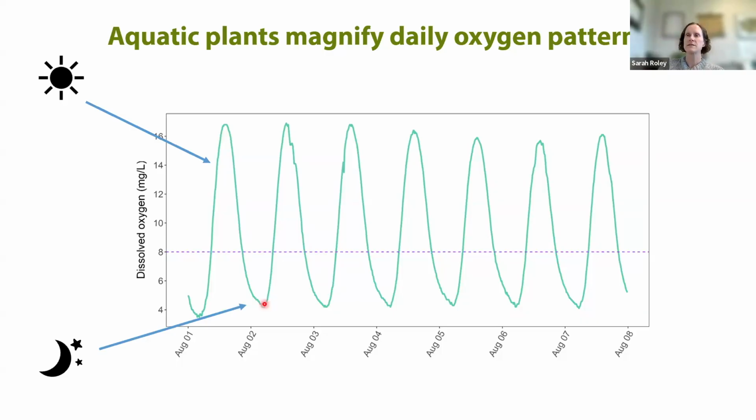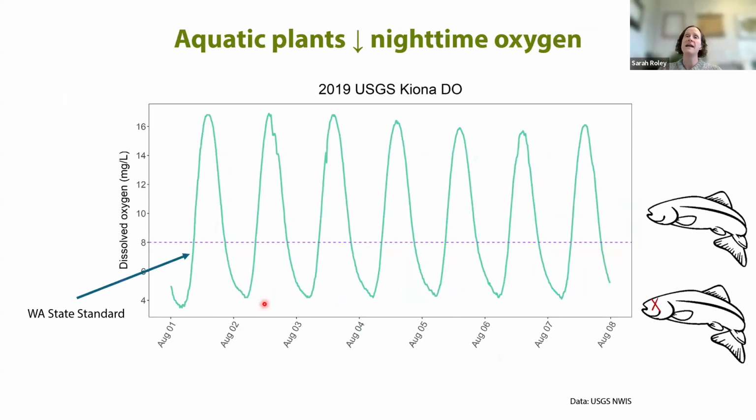And what aquatic plants can do is magnify that oxygen pattern. So if you compare the biomass of a whole bunch of plants to, say, the algae on the surface of a rock, or maybe suspended in the water column, there's just more biomass there. And so that means more photosynthesis, more respiration, and that means those swings get higher. We get higher highs and lower lows. And that can cause problems with having sufficient oxygen.